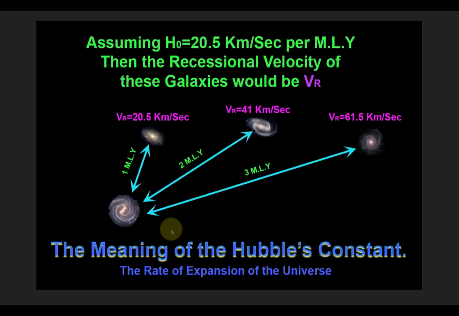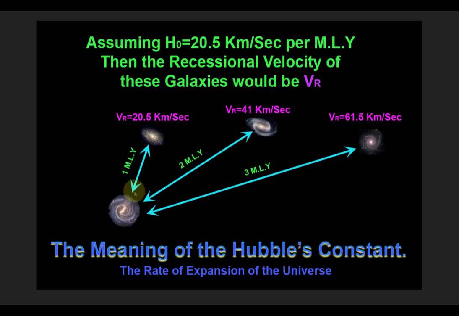Now, let's see if you understand what this means, this rate of expansion of the universe. Let's assume that H0 is 20.5 kilometers per second for each million light years. This is a fairly close number to reality, actually. So let's see what this means. It means that every million light years, we should observe the galaxies going 20.5 kilometers per second faster.